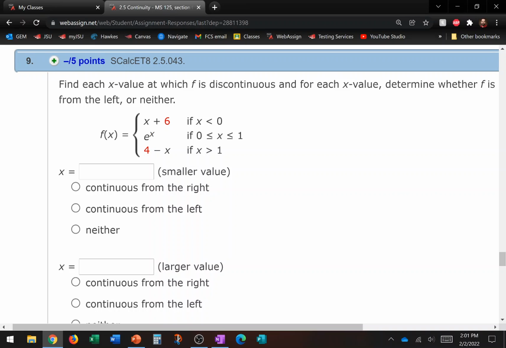So here the main things we have to look at are where the pieces of the graph meet up. Like at 0, we would get 6 from this piece. And then coming from the other side, if we plug 0 into e to the x, we would get 1, anything to the 0th power. So those are not going to match. So for sure, we have a discontinuity at 0.